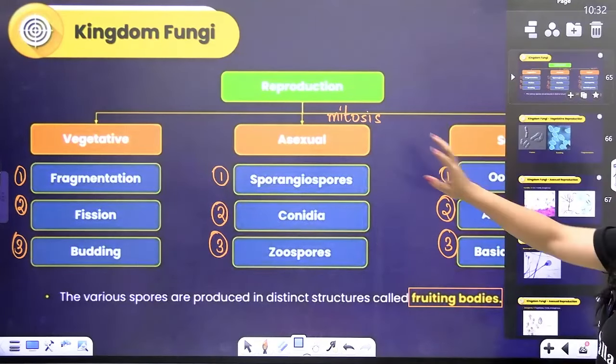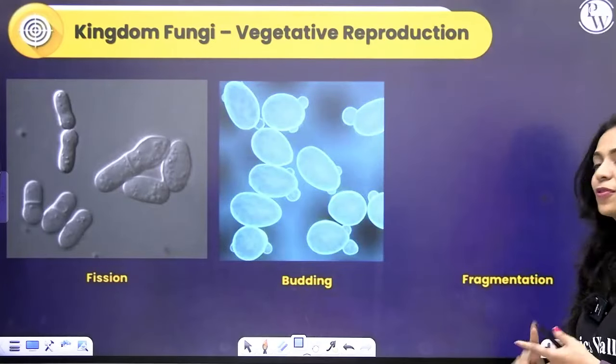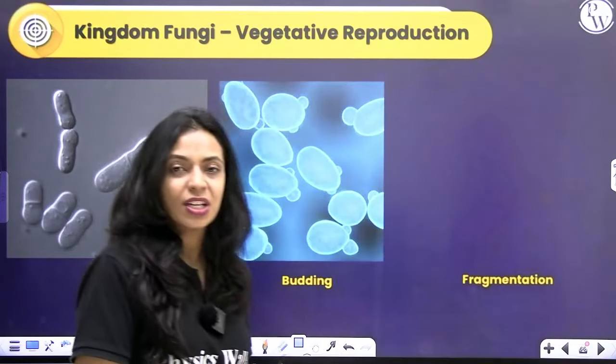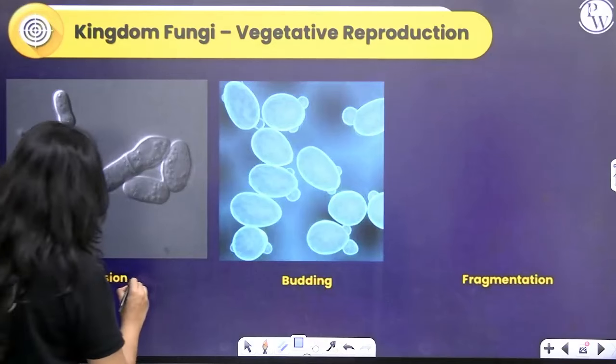Now, let's talk about vegetative reproduction first. We have three types: fission, budding and fusion. Fission and budding are seen in unicellular fungi.